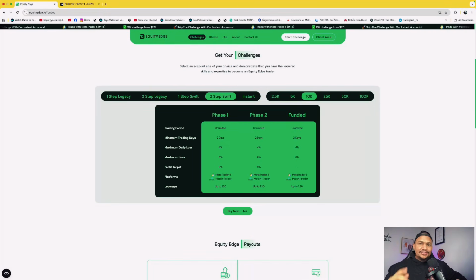Well, now that we got the strategy check, what's the second thing that you need to do? The second thing you have to do is make sure you understand the risk associated to the prop firm or the account type that you're going to use. In this case, we're going to use my favorite, which is a two-step SWIFT from Equity Edge, right? According to the two-step SWIFT, it's phase 1, phase 2, and then you get funded.